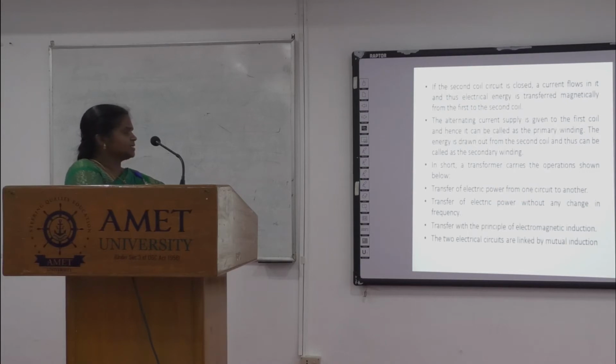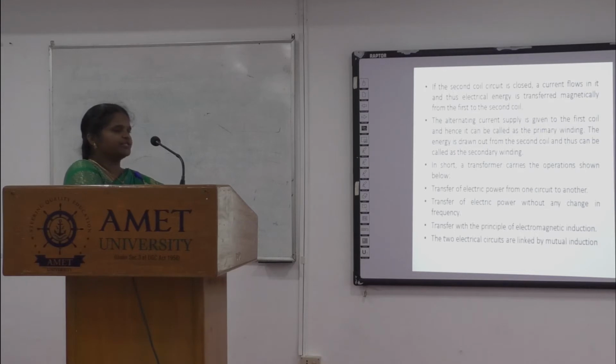If the second coil circuit is closed, a current flows in it and thus electrical energy is transferred from primary to the secondary via the magnetic circuit. The alternating current supply is given to the first coil and hence it is called the primary winding. If AC supply is given to the primary winding, it develops an alternating flux. Then that flux will be linking with the secondary winding, which is placed very close to the primary winding. So due to the change in flux in the secondary winding, EMF will be induced in the secondary winding also.